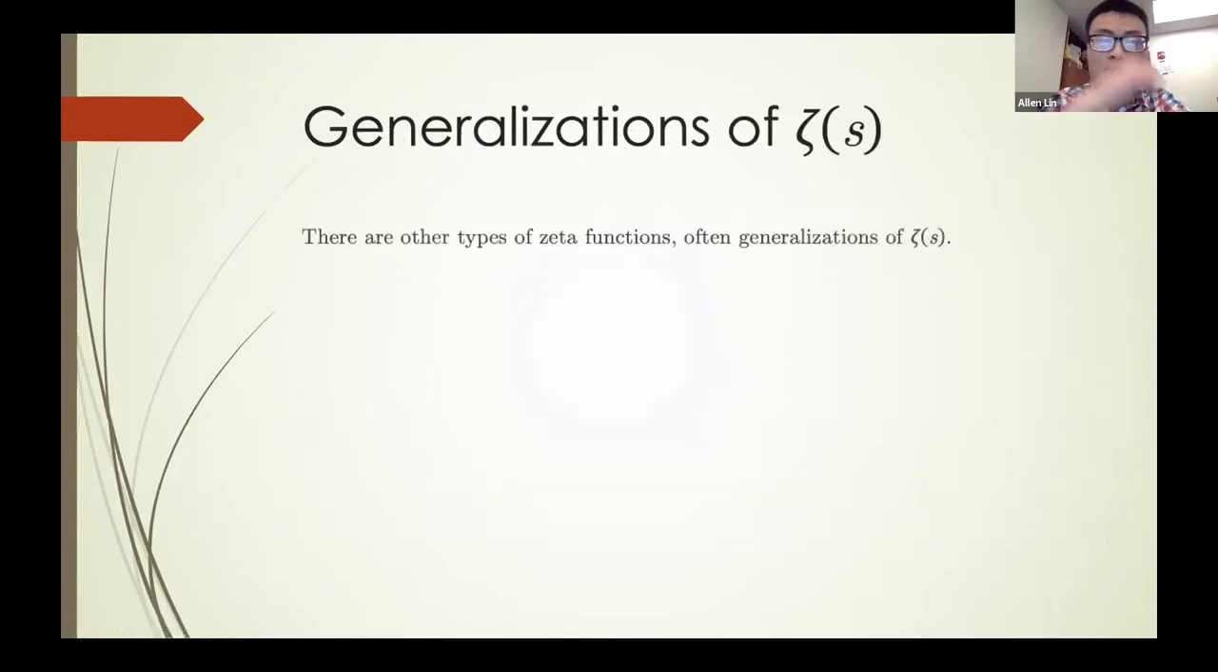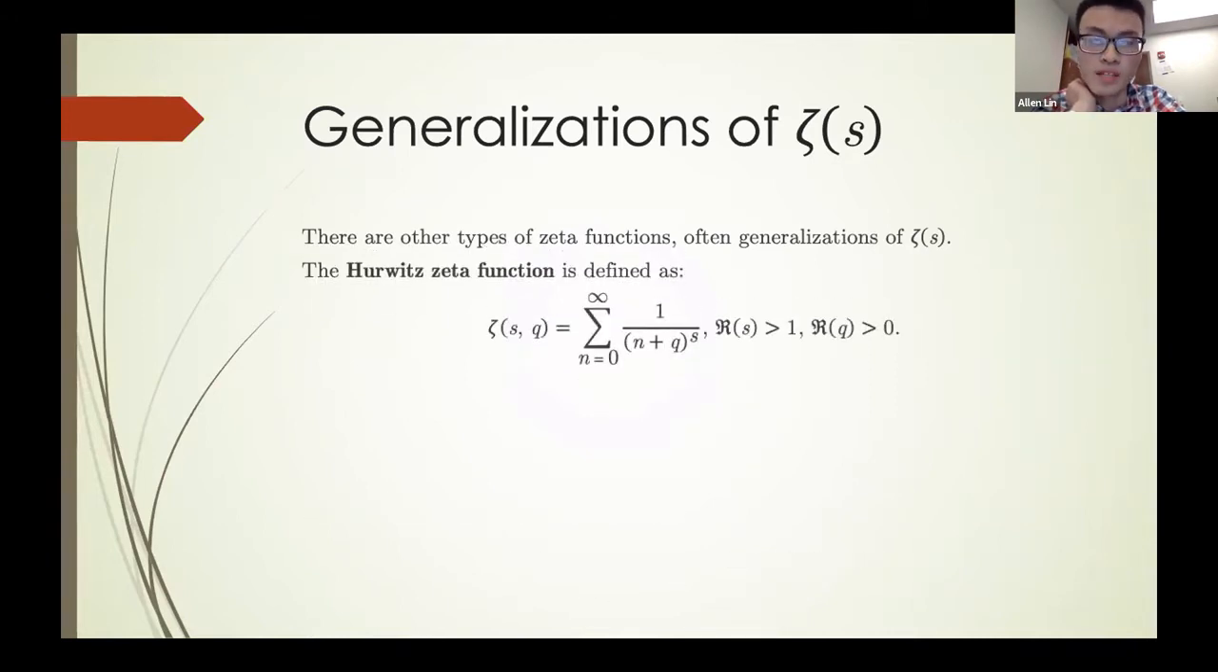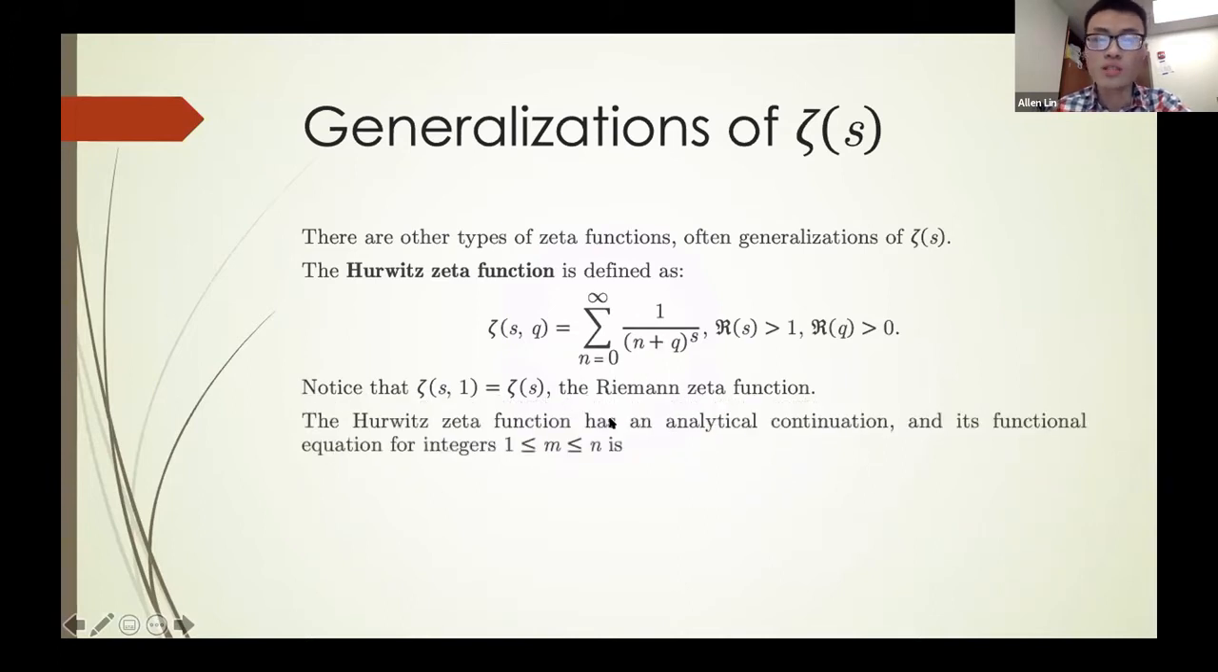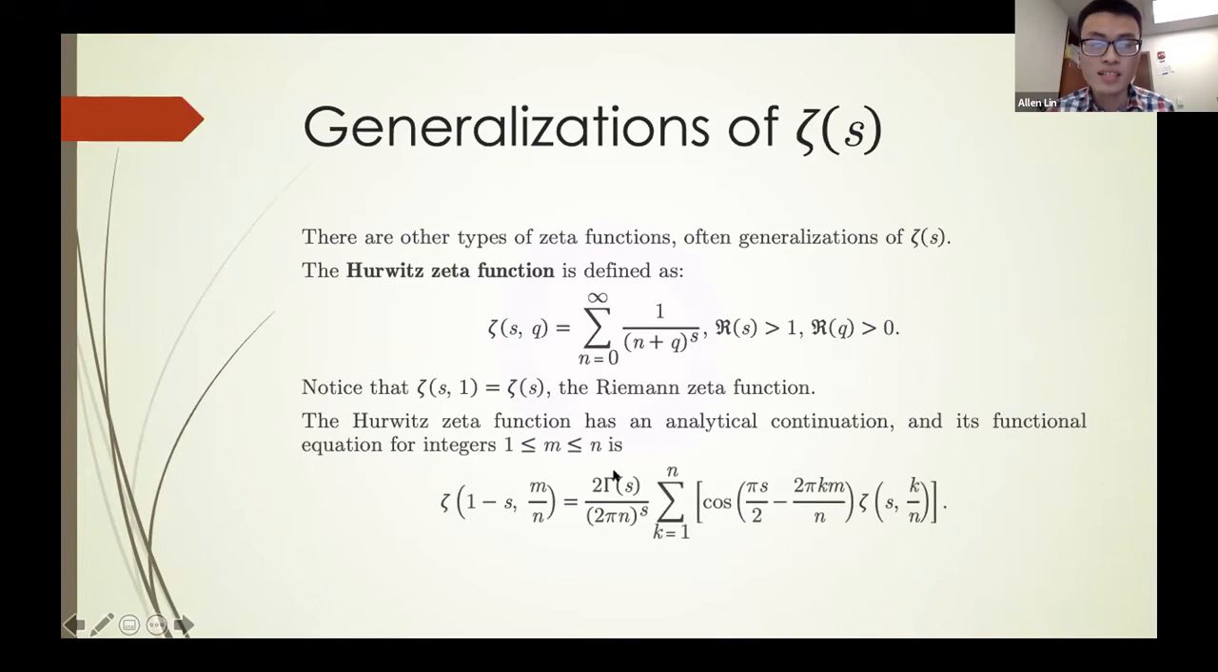There are loads of generalizations of zeta of s. For example, the Hurwitz zeta function is defined as the summation from 0 to infinity of 1 over n plus q all to the power of s. Notice that the Hurwitz zeta function at q equals 1 is equal to the Riemann zeta function. In other words, if you substitute 1 in here, you get the Riemann zeta function. The Hurwitz zeta function also has an analytic continuation, and the following is its functional equation. Notice again that it has gamma of s in here, which means that we can use calculus to study this function.